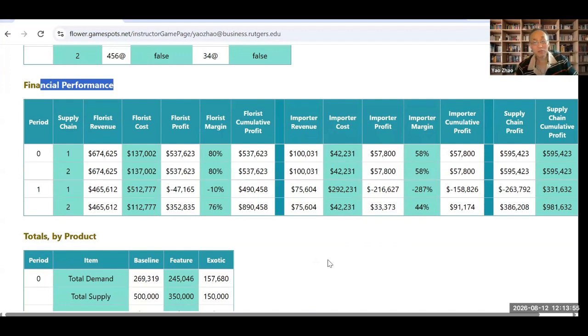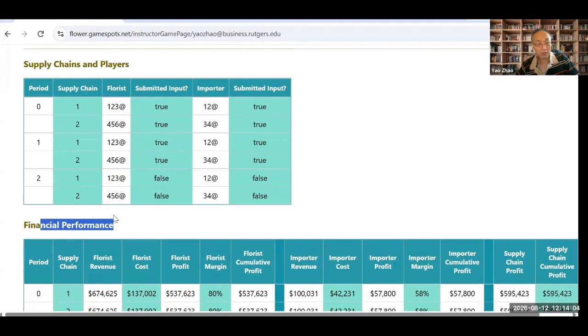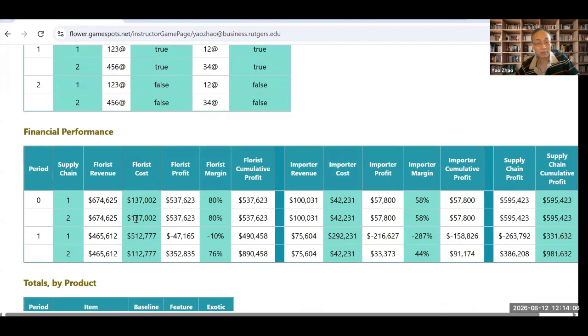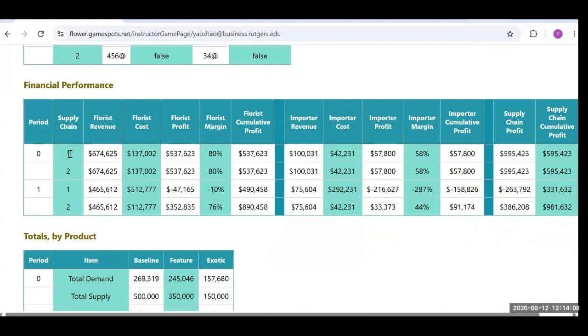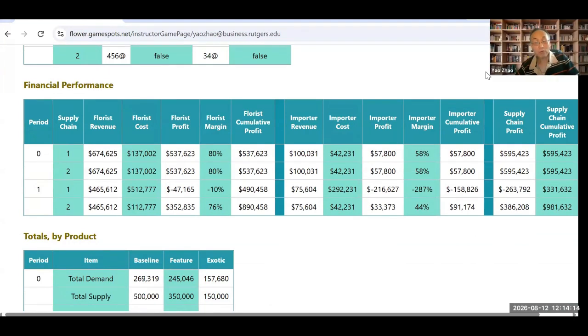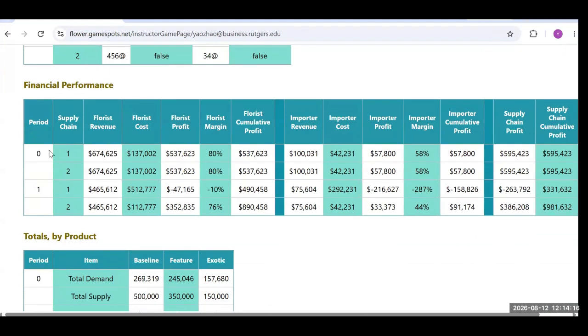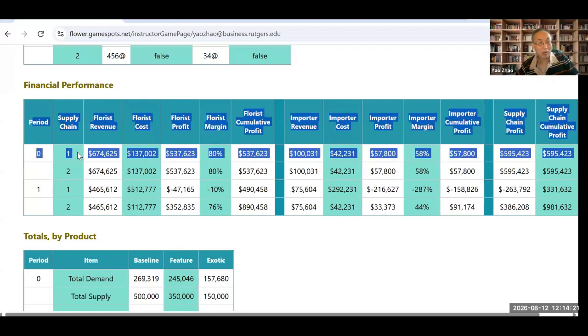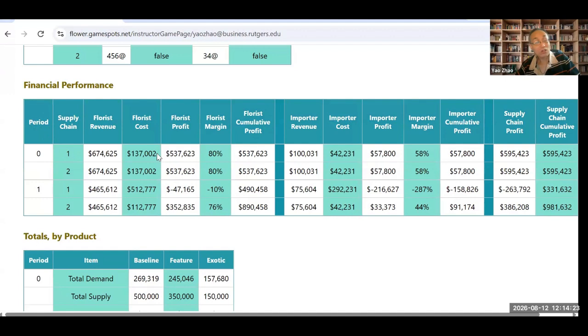They can see the overall financial performance of everybody, but detailed financial information only for themselves. Like here, they will see this is the overall financial performance. Is that at the end of the game or after each round? For every round. Oh, every round, okay. They can see it here by periods. The students will have this information in their own dashboard in every round.